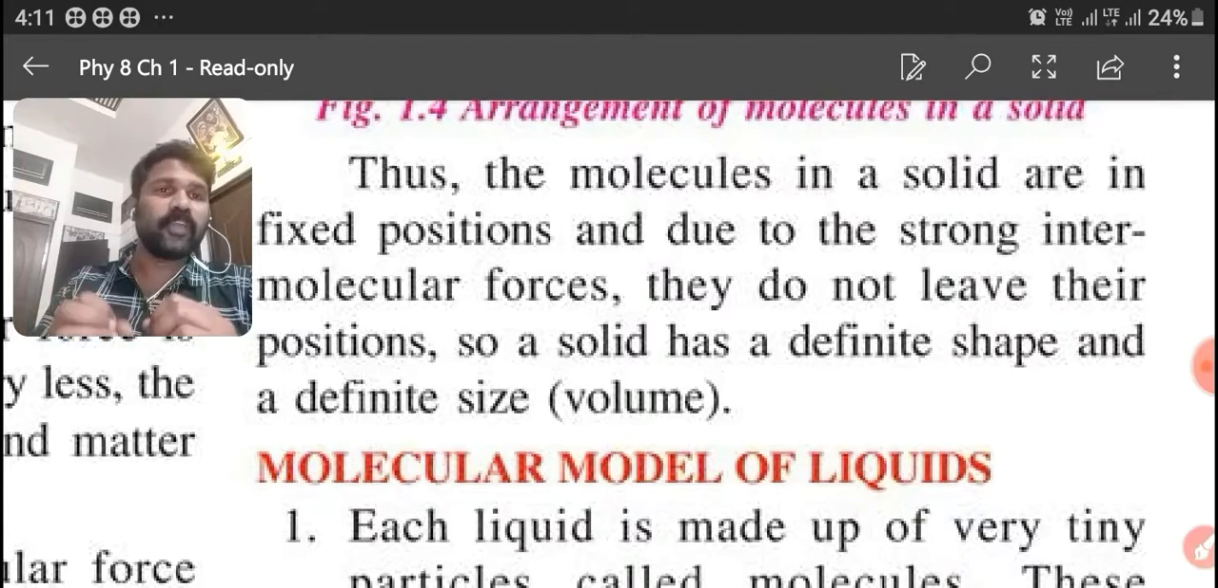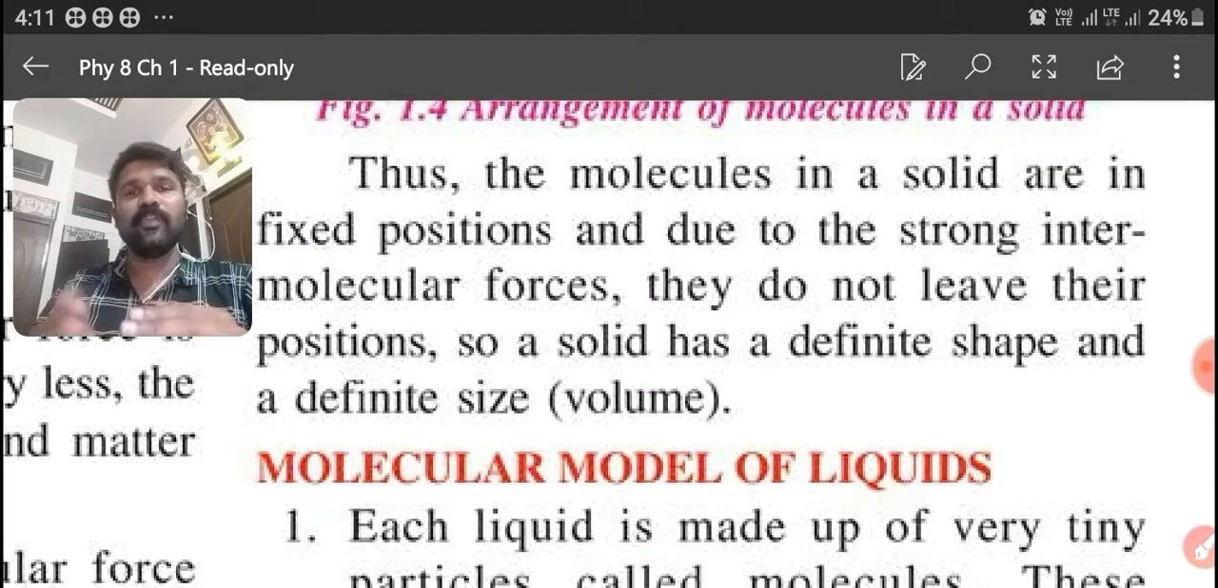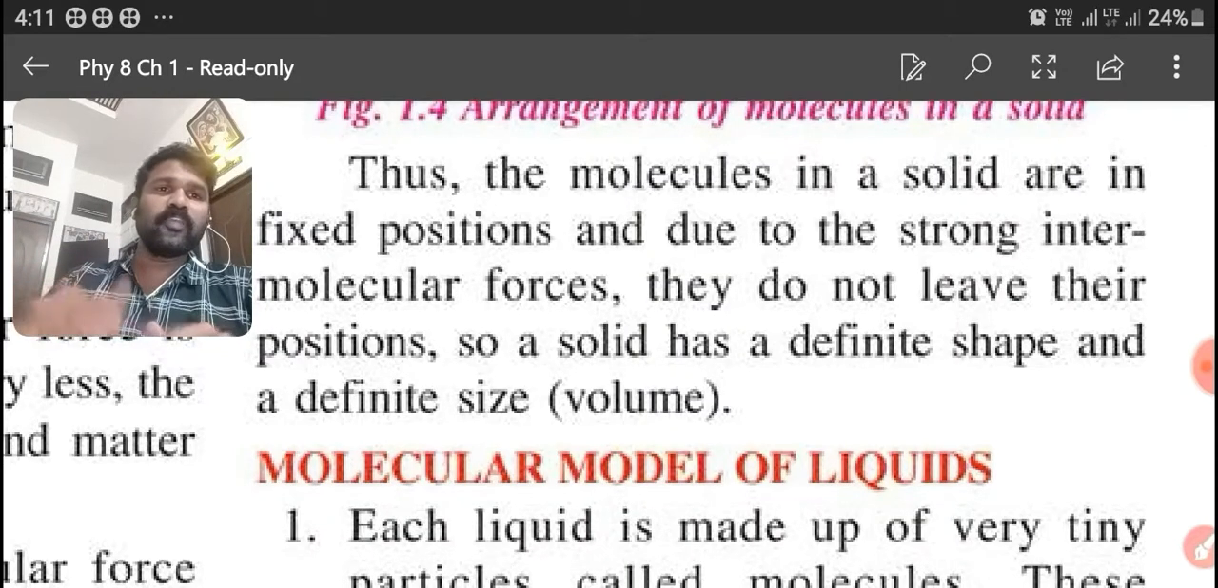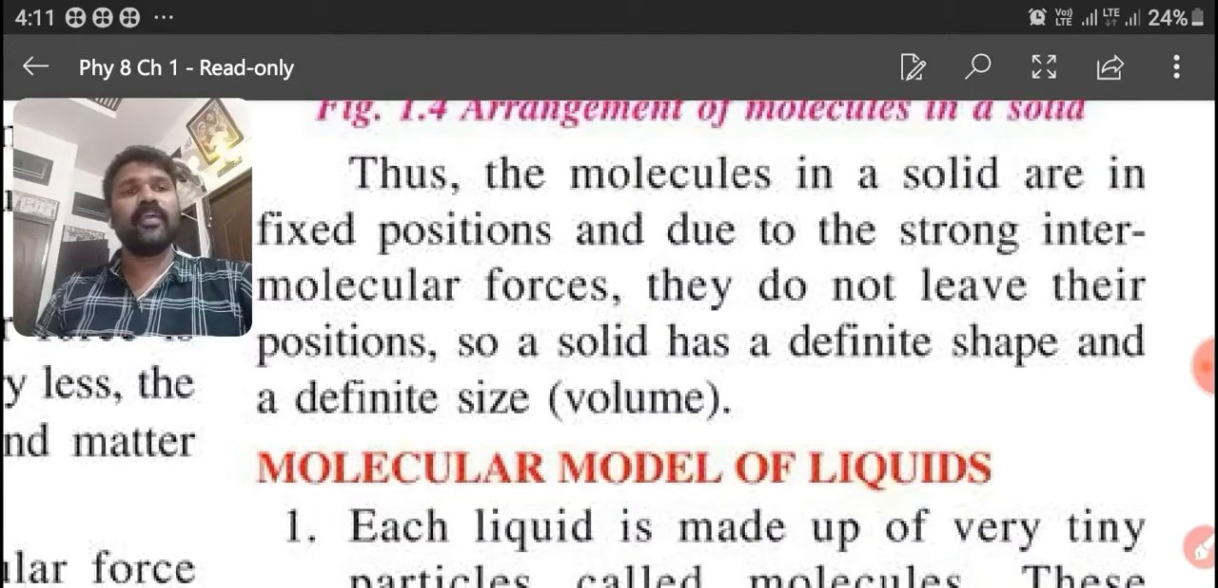So, a solid has a definite shape and a definite size. The molecules cannot leave their particular positions. That's why solid substances have a definite shape and a definite volume.